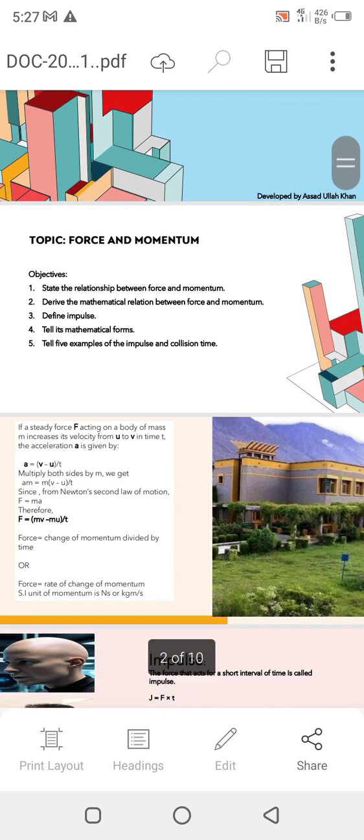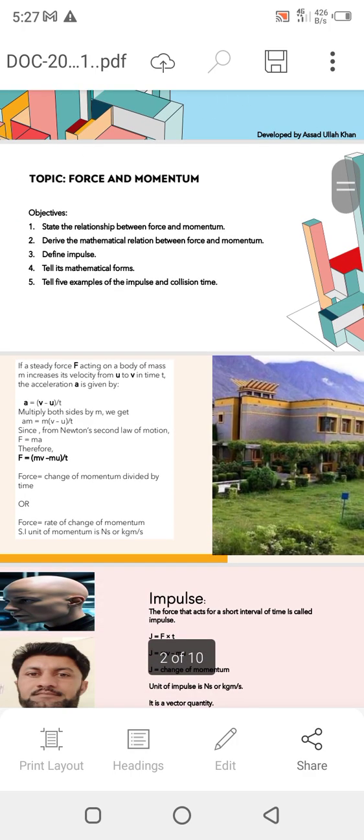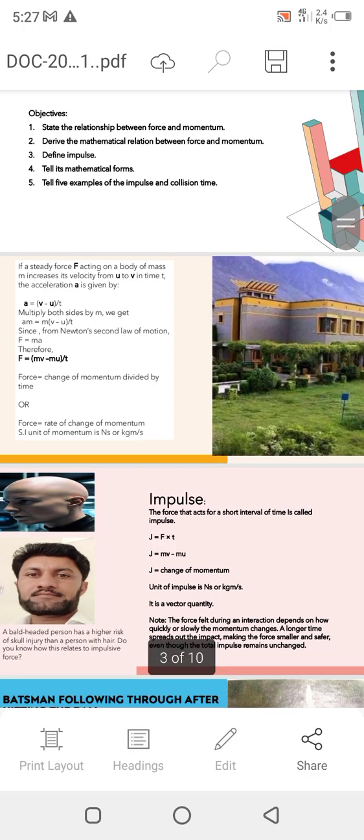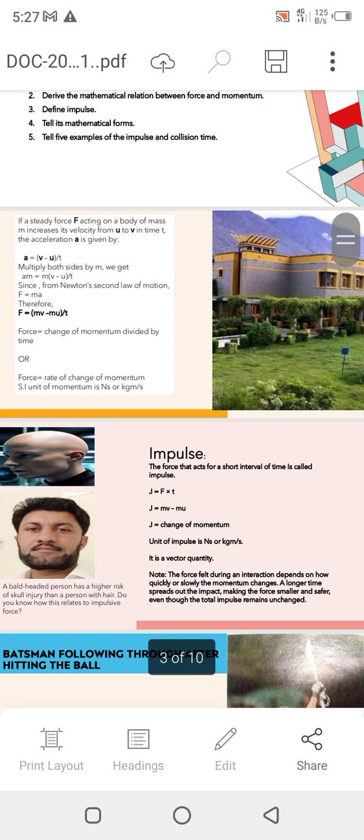आज का जो हमारा टॉपिक है फोर्स एंड मोमेंटम, इसमें हम कुछ ऑब्जेक्टिव्स के बारे में डिस्कस करेंगे। State the relationship between force and momentum, derive the physical relation between force and momentum, define impulse, tell its mathematical form, tell 5 examples of impulse and collision time.